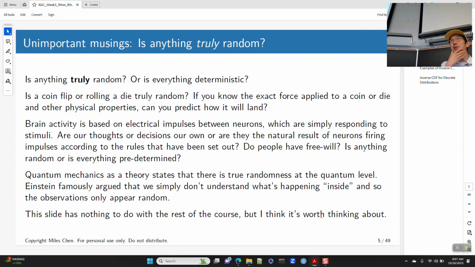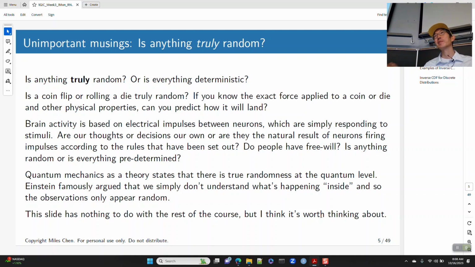But then at the same time, there's a question: is the coin flip actually random? Because if you think about it, it's just the result of physics. And if we could measure exactly how strong my thumb is flicking up, and all of these other physical properties like air resistance and how bouncy the surface is and the weight of the coin, maybe it's not actually random, right? And then there's this question: is anything in life actually random? And I actually don't know.